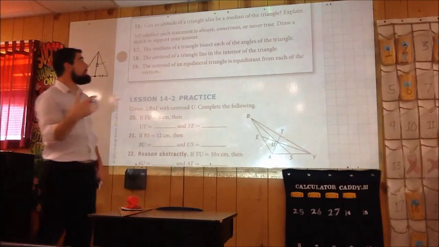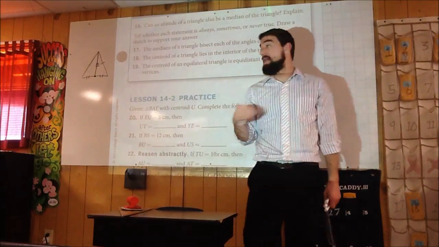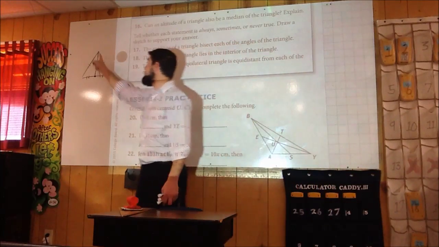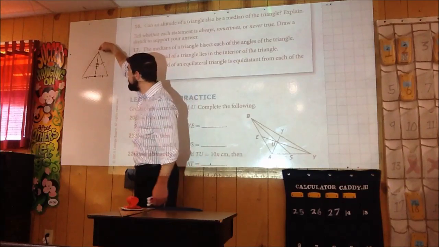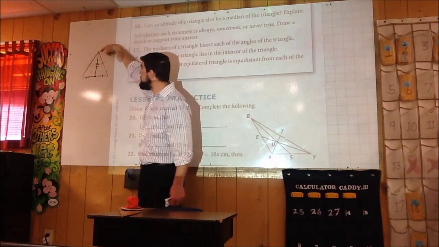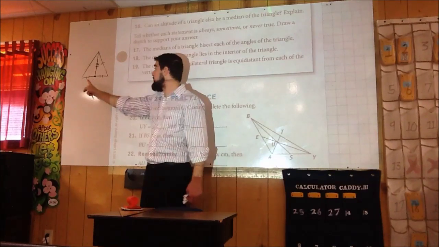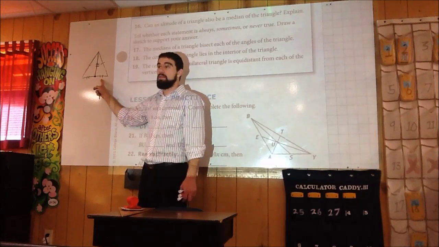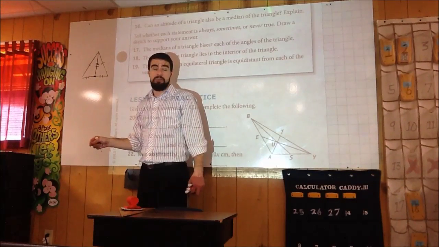I said, number 16, can an altitude of a triangle also be a median of a triangle? I said yes, as long as it's isosceles. So here's my isosceles triangle. I know that my two legs are congruent. Well, if I draw in that median, then it goes from vertex to the midpoint. So that's why I know these two segments are congruent. So now I can show that that also has to be the altitude.